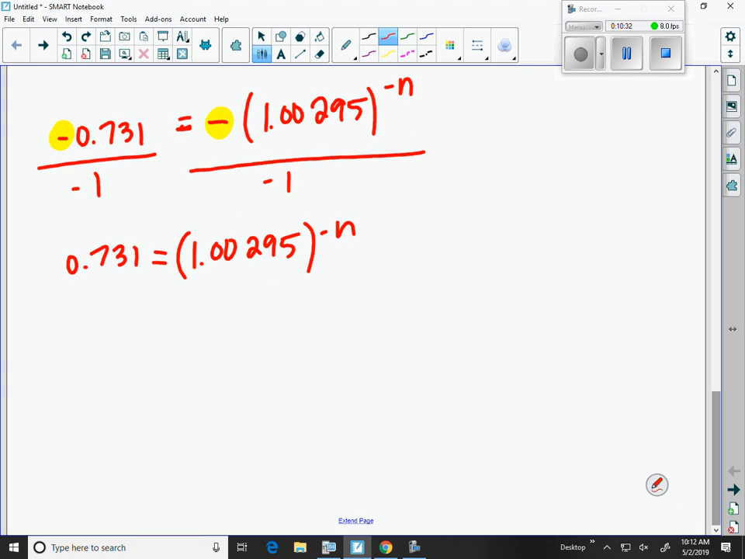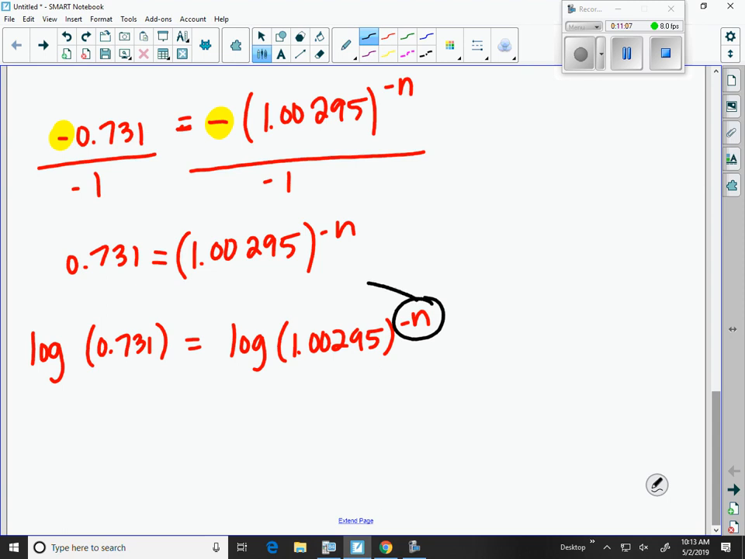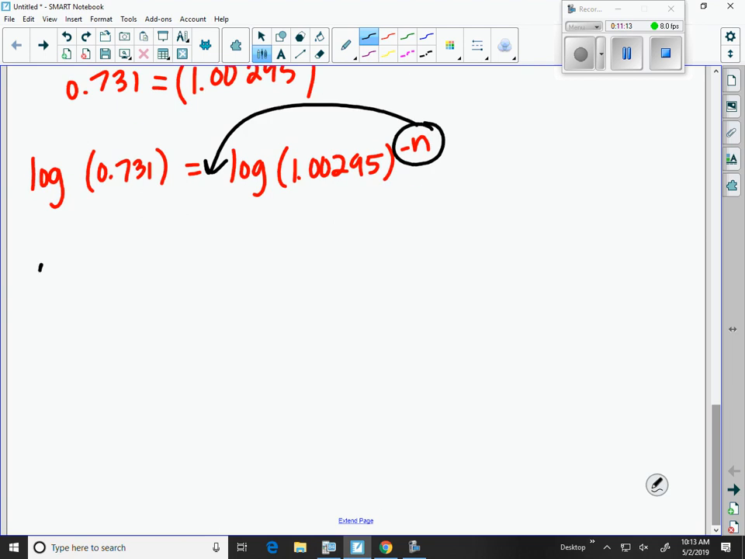Okay, this is the part that we've been waiting to get to. This is what we've been working on the last few days. We can log both sides because right now we have a base to an exponent. Keep in mind the exponent here is -n. We'll come back to that in just a second, but keep that in mind. That negative is part of that n. It's -n. So we're going to go ahead and log both sides here. Now, what we've learned by logging both sides is that this exponent can actually come out front. So we're going to go ahead and bring that part out front.